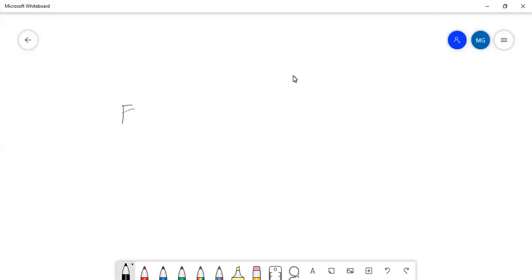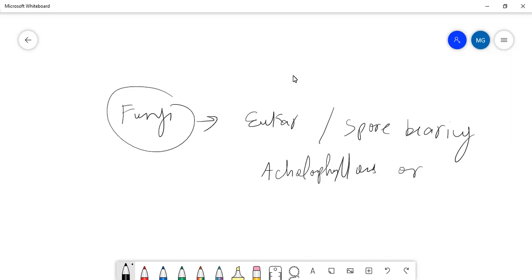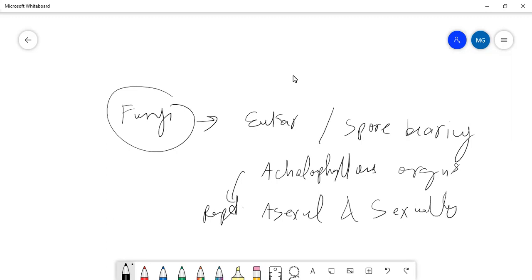If I have to give you a definition of fungi, we know fungi are eukaryotic. The first thing to remember is that all the fungi are basically eukaryotic. They are spore bearing. They are achlorophyllous, they do not have chlorophyll, so they are non photosynthetic organisms that reproduce asexually as well as sexually. Very simple.